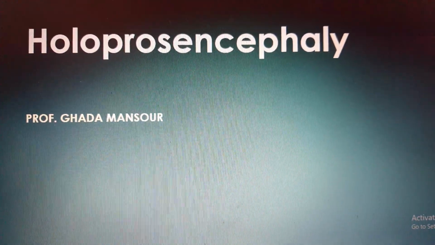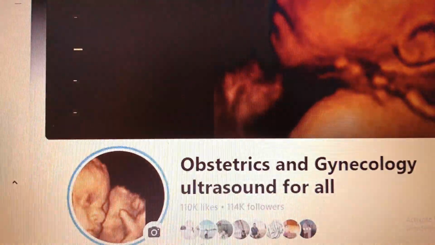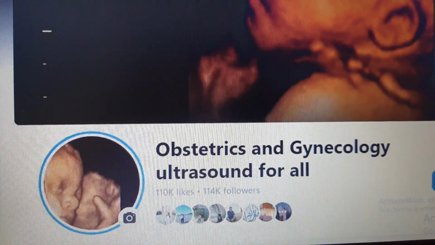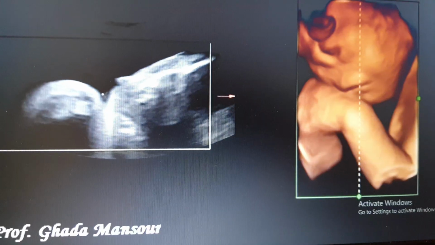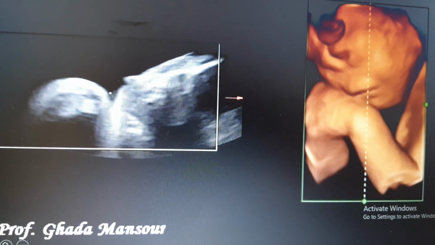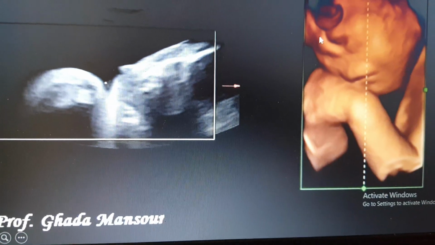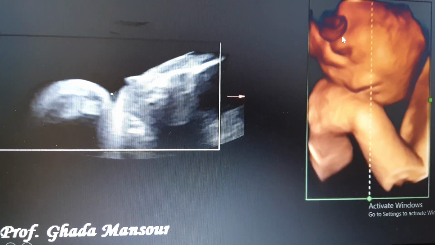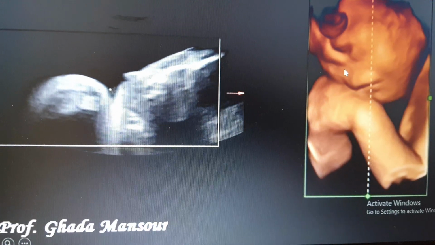Holoprosencephaly, a congenital anomaly of the fetal brain. Actually, I published a picture on my page, Obstetrics and Gynecology Ultrasound for All, and that was a quiz for my colleagues in which I published this picture and asked them to comment, please. Of course, some of my colleagues mentioned that this is a cyclop or cyclopia and that a proboscis is present in the facies of that fetus.